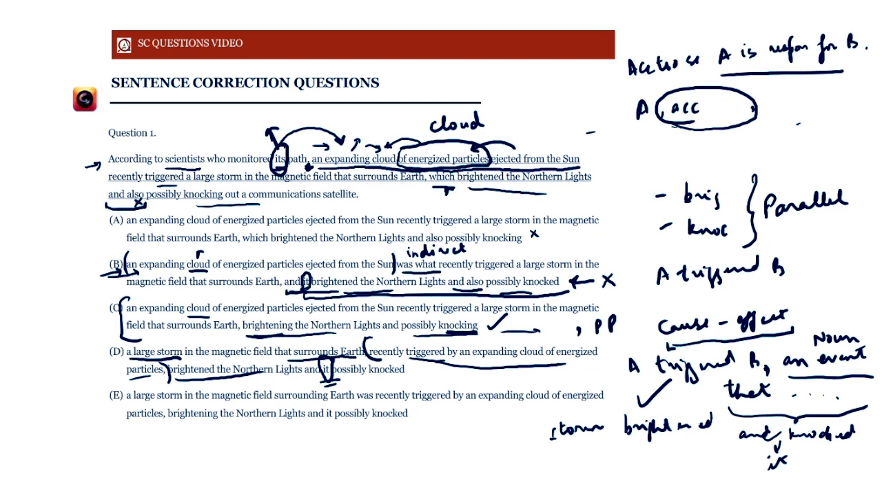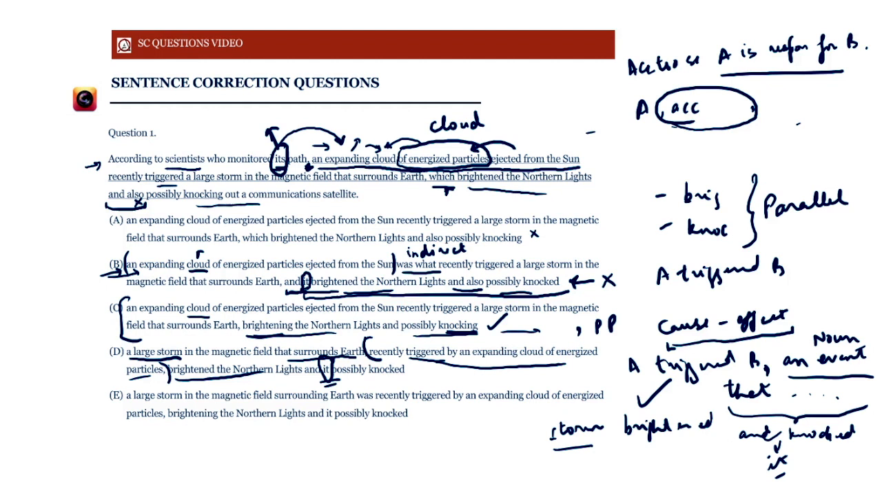Of course, we would say that it perhaps refers to the storm only, or it is a pronoun. It could refer to another noun which is close by. And there are other nouns which are close by, right? We said that the storm in the magnetic field that surrounds Earth recently triggered an expanding cloud. Okay, even if we remove this, brightened the northern lights, and it possibly, now, are we talking about the northern lights? Are we talking about the storm? So why do that, right? This is not ideal. Again, this is not appropriate.